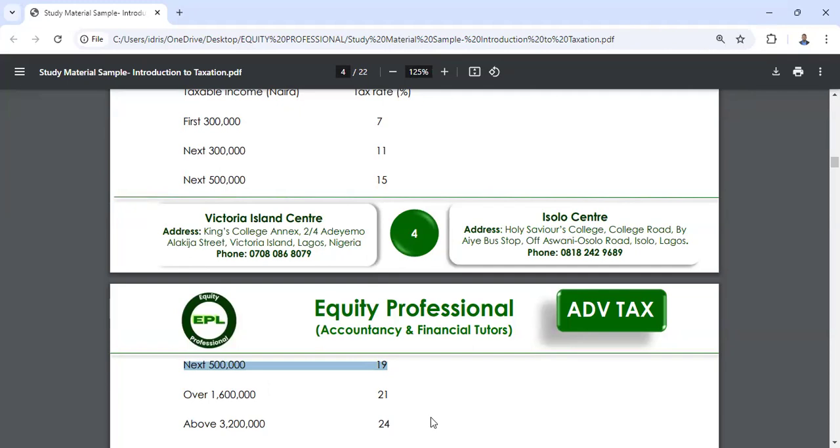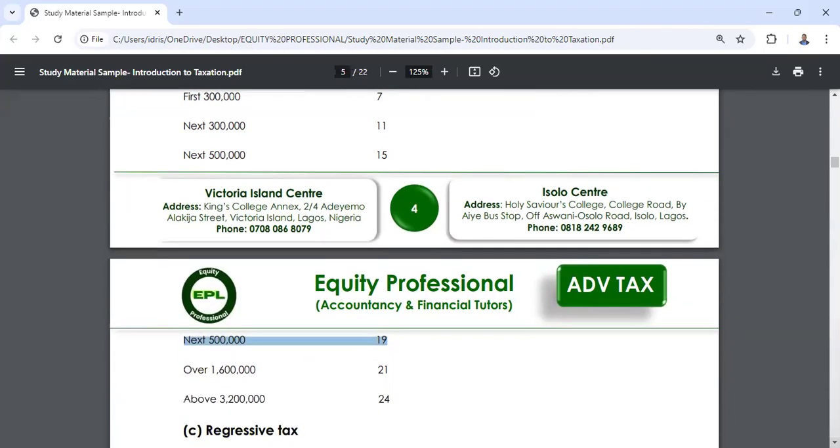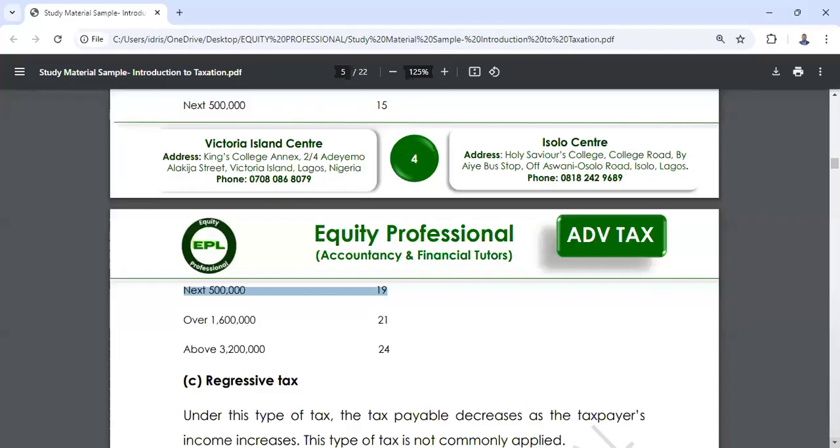500,000. That one will be charged at the rate of 19%. The next 500,000 is going to be charged at the rate of how many percent? 19. So far, out of 2.5 million, how much have you removed? 1.6 million. How much is remaining? 900,000.